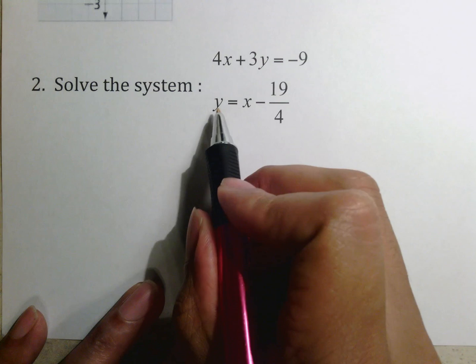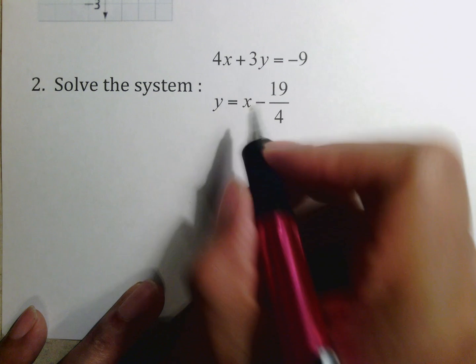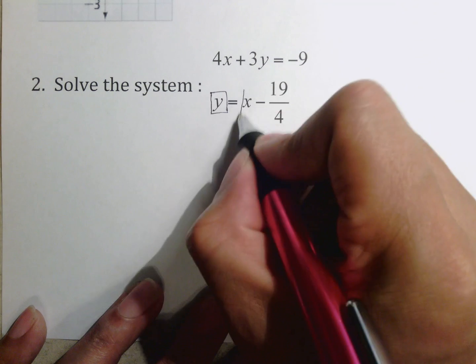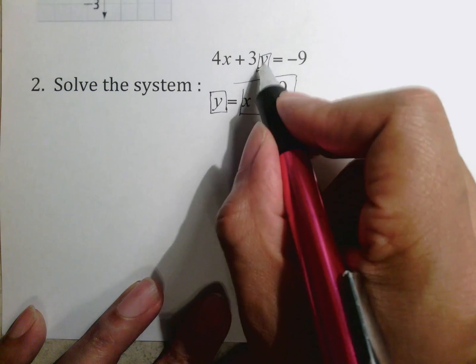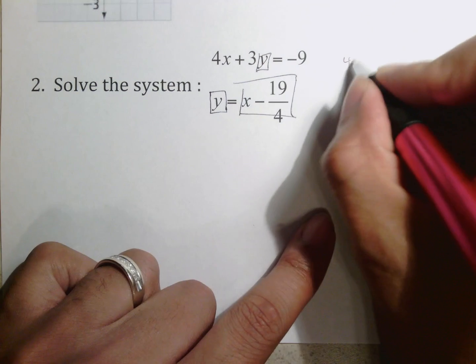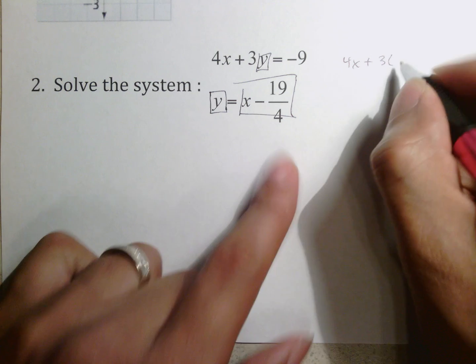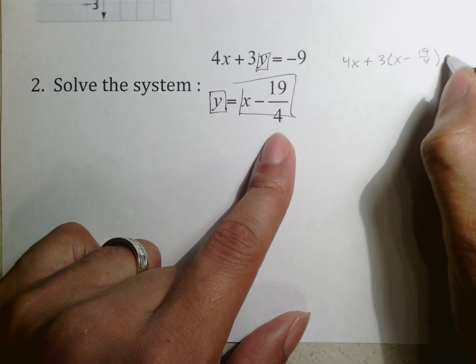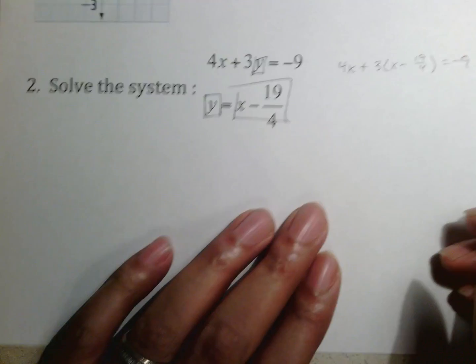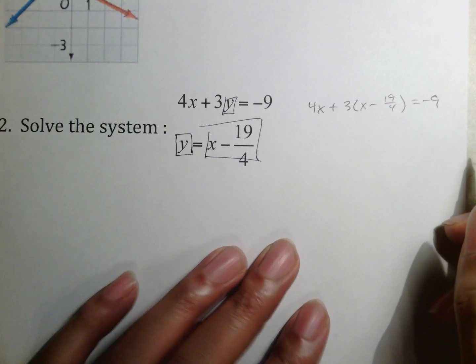And what we learned was that anytime there is a regular variable all by itself, we want to use substitution. And so we're going to take this part and plug it in there. And so you end up with 4x plus 3 times x minus 19 over 4, which is going to be ugly, equals negative 9. I didn't know it was going to be this ugly. But let's see what happens.